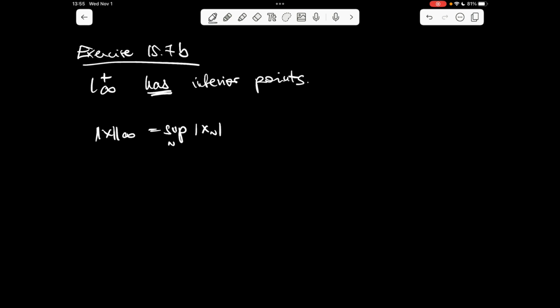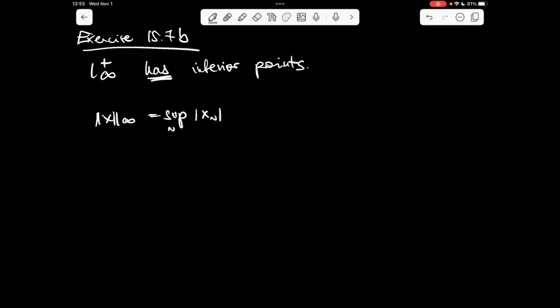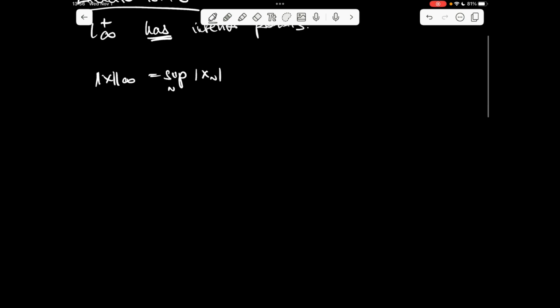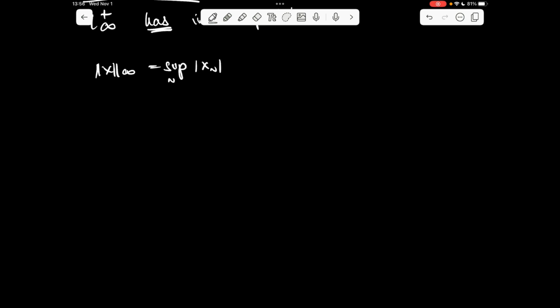What does it mean if a space has an interior point? It means that we can find a point in the positive orthant of L infinity, which is an infinite sequence, in the epsilon environment of which, by picking an epsilon which is small enough, every sequence in this neighborhood lies in the positive orthant of L infinity. So simply put, we want to show that if we have a small enough epsilon, then all the points in this epsilon neighborhood will lie in the positive orthant of L infinity.